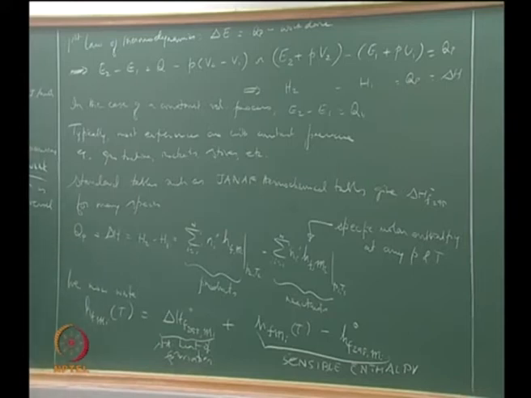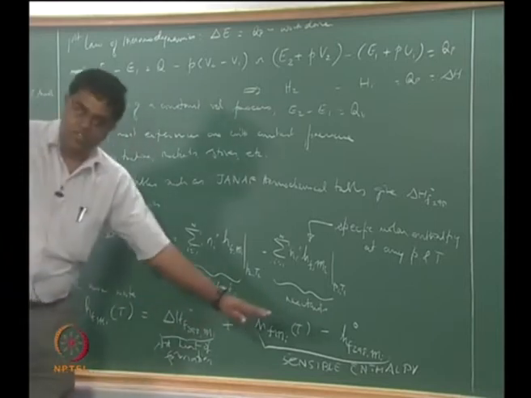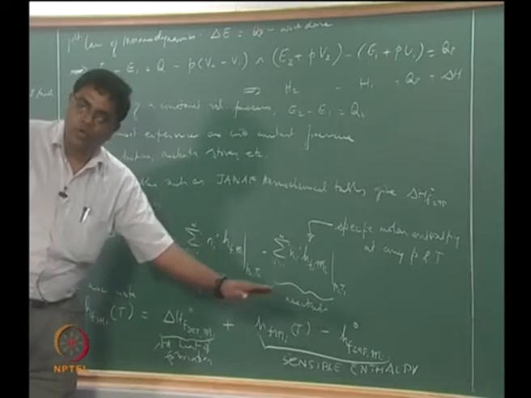So what is going on? Why are we talking about something called a sensible enthalpy? Is that because that is the one that makes sense, whereas the other one is nonsense? Any ideas? Yes. Yeah. So algebraically this is not going to make sense. So don't worry about it.